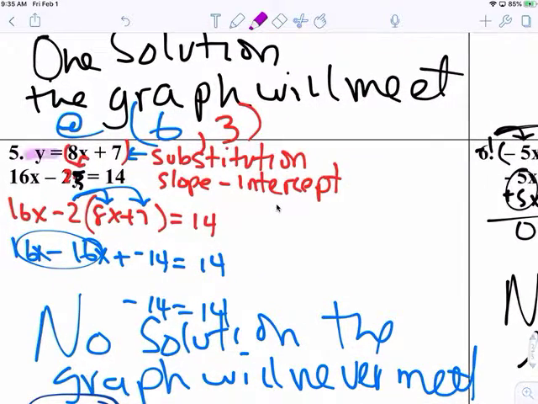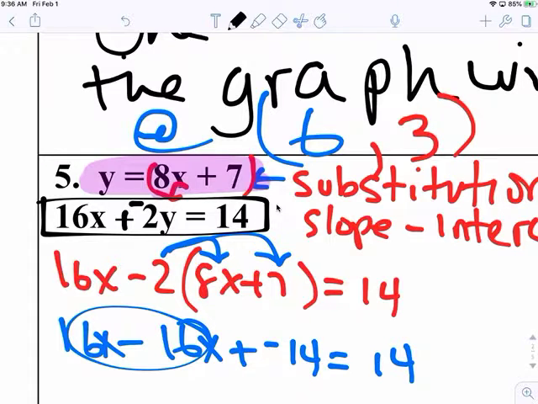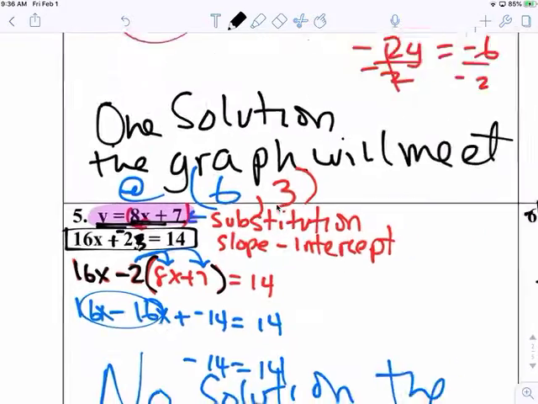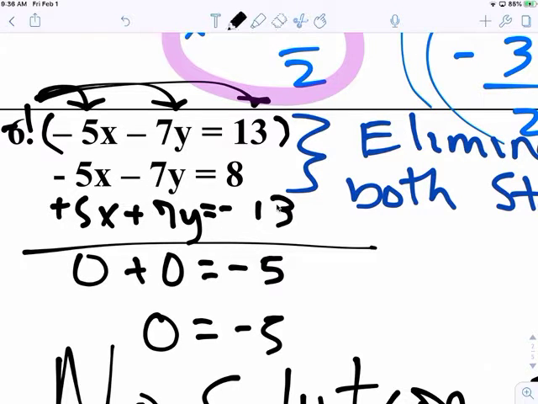Substitution, because this one is in slope-intercept. Substitution is when you copy this whole thing here, with the exception of the y. So you copy 16x minus 2. In place of this y, you put parentheses. You substitute what's here, there, and then you solve like you normally would. That's substitution that you use when it's slope-intercept form. Elimination, because they're both in standard form. Notice they're both in standard form.